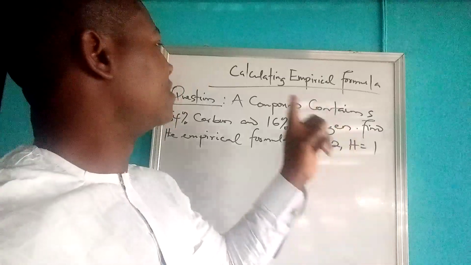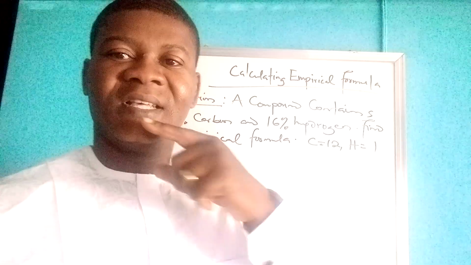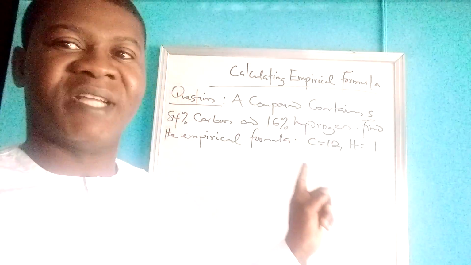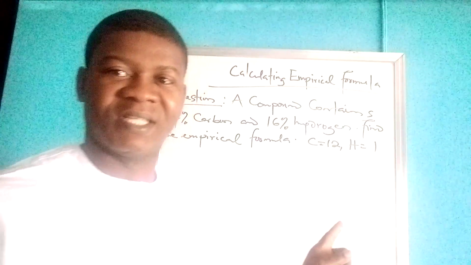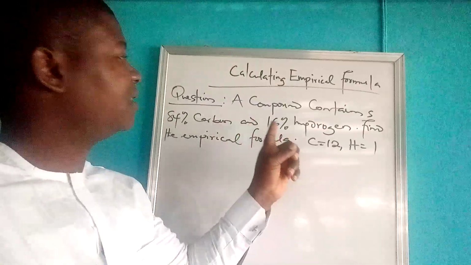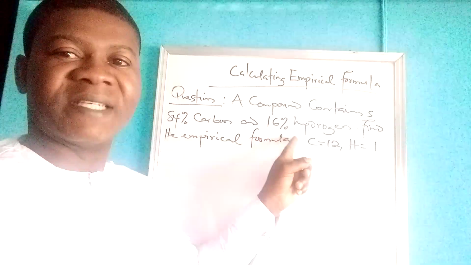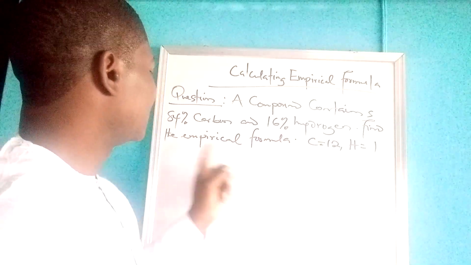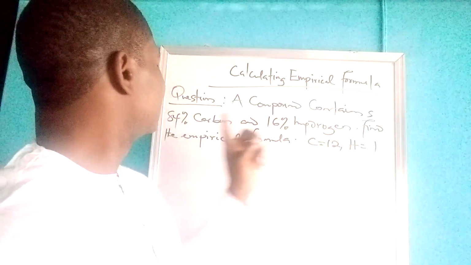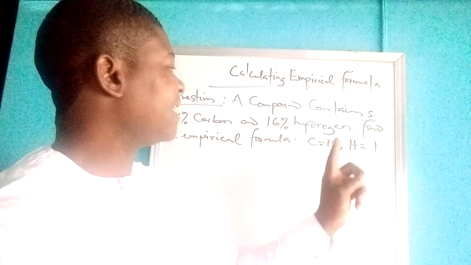Now, I'd like to talk about calculating empirical formula, which is in chemistry. I have a question on the board already, which we are going to start with. The question says that a compound contains 84% carbon and 16% hydrogen. Find the empirical formula. Very simple.